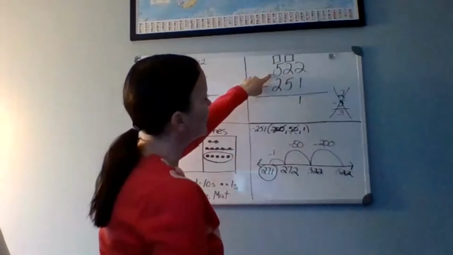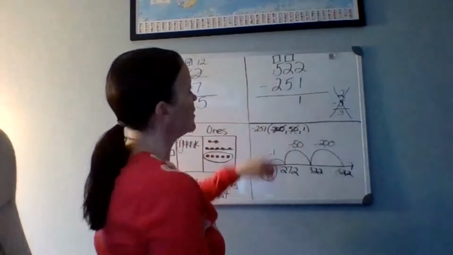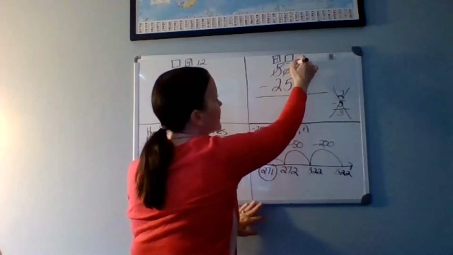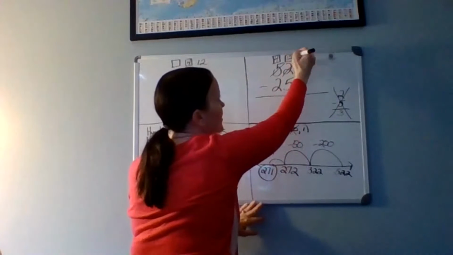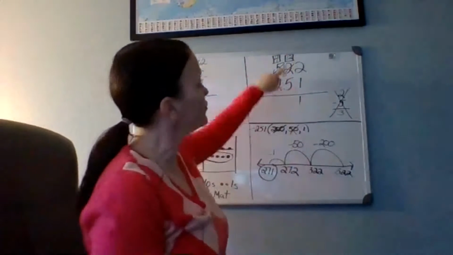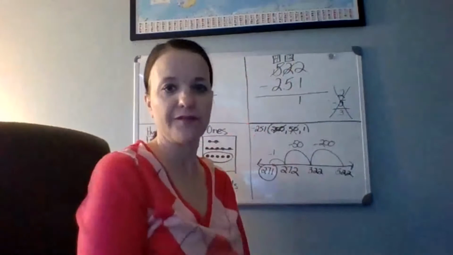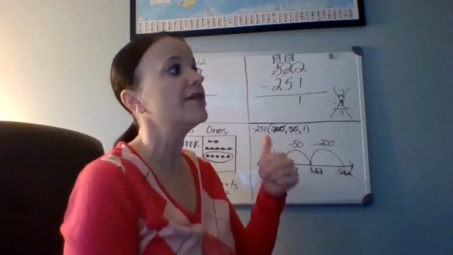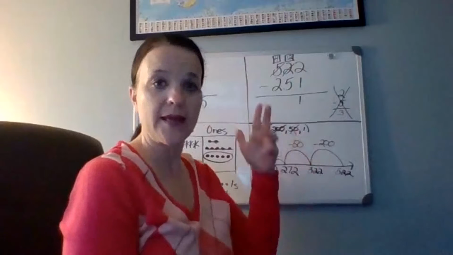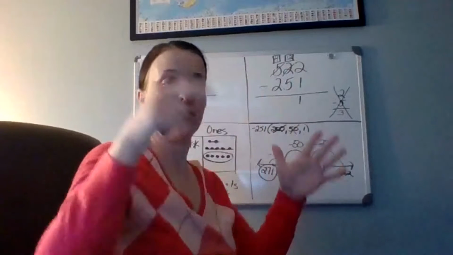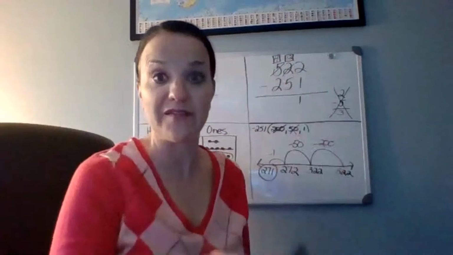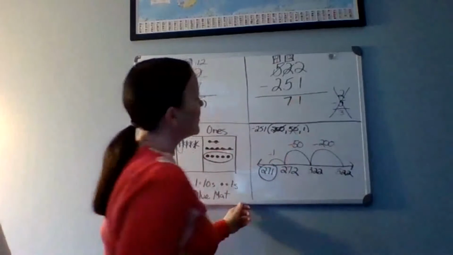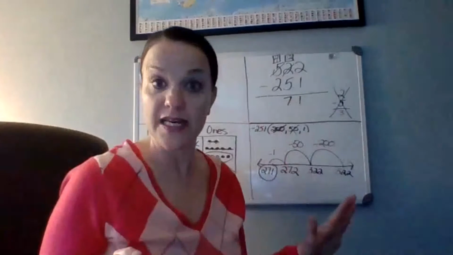All right, so I see I have 5 in the 100s column. So that's going to become a 4. My 2 is going to become a 12. So I have 12 minus 5. If I count up from 5, 5, 6, 7, 8, 9, 10, 11, 12. That gives me 7. Okay, I'm done with the 10s column.